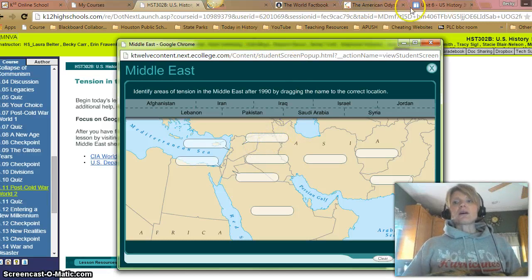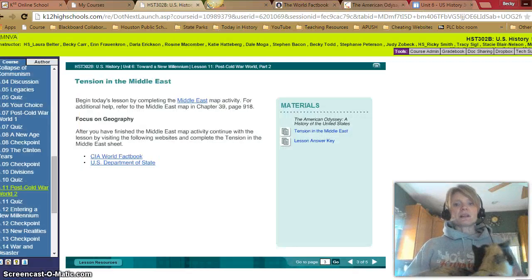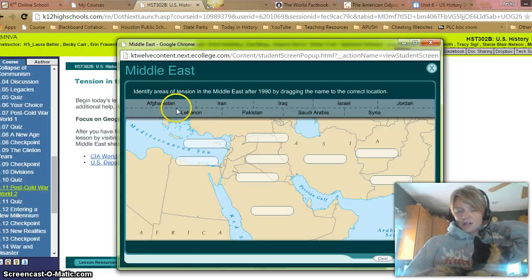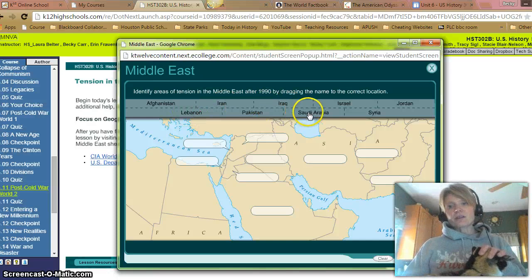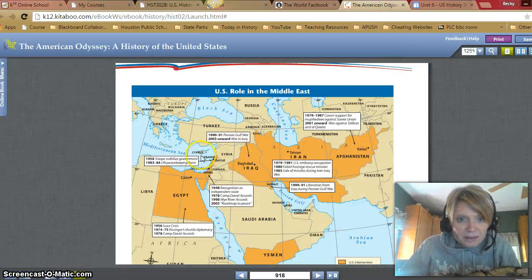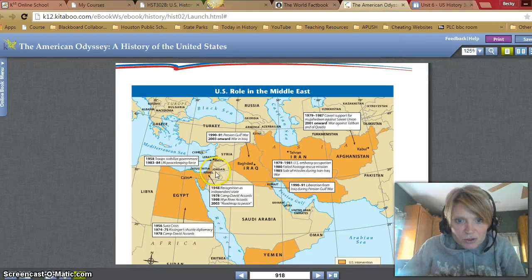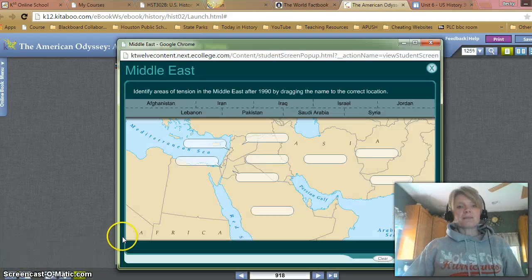So let's go to our book, page 918, and look at some of the places we need to identify. We have Afghanistan, Lebanon, Iran, Pakistan, Iraq, Saudi Arabia, Israel, Syria, and Jordan. So let's try to look at our map. There we have Lebanon, Israel, Jordan, Syria, Iraq, Iran, Afghanistan, Pakistan, Saudi Arabia. Let's try to remember that now for the map activity.